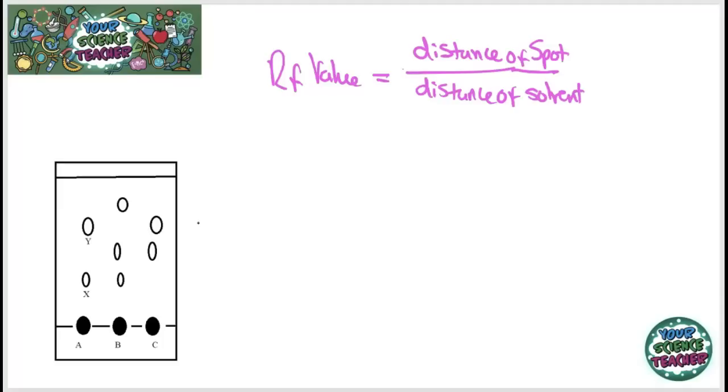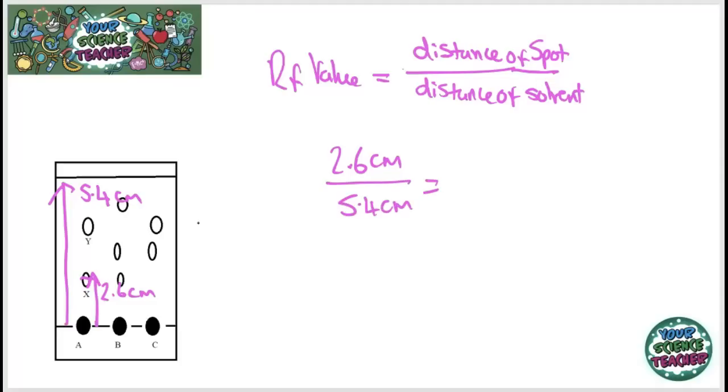So if we have a look, for example, at spot X, the way to work out an RF value is always go from the center of the spot. And if this has moved up 2.6 centimeters and my solvent has moved up all the way here 5.4 centimeters, then what I would do to calculate my RF value is do 2.6 centimeters divided by 5.4 centimeters. That gave me an answer of 0.48, and you can always check that you've got it the right way round with RF values, because your answer should always be less than 1.